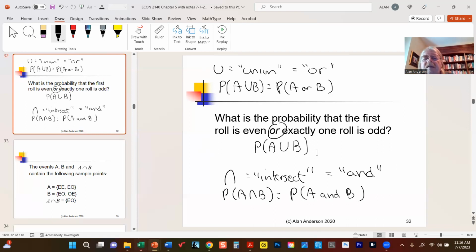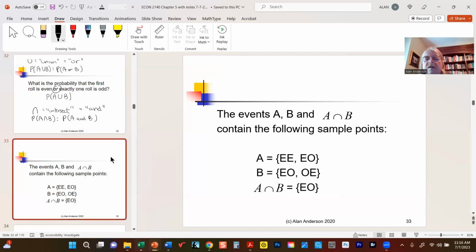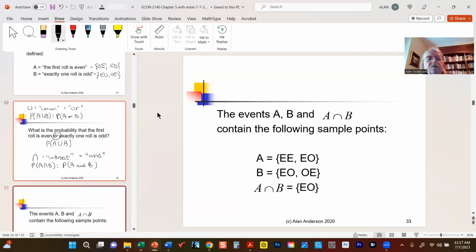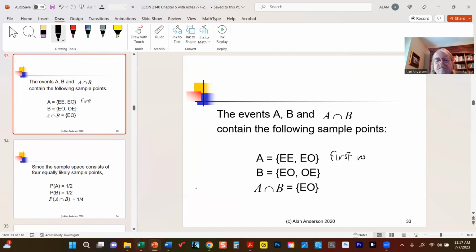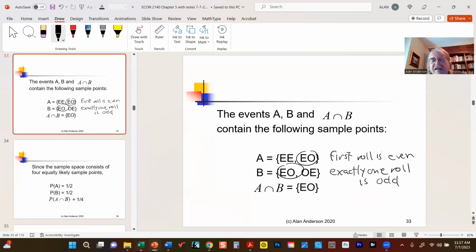All right, anyway, this means that we're using the addition rule. So this is a hint. In order to do this, we need the probabilities of A, B, and A intersect B. So the first thing we do is identify what belongs to each of these sets. Remember, for A, the first roll is even. For B, exactly one roll is odd. And the intersection just asks, do they have anything in common? Yes, they both have an EO.